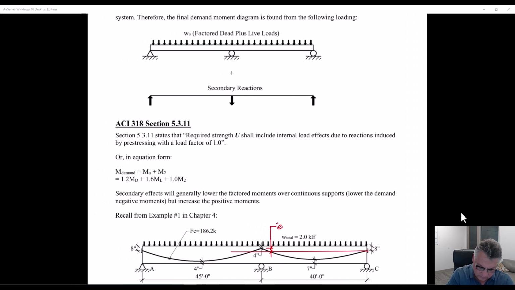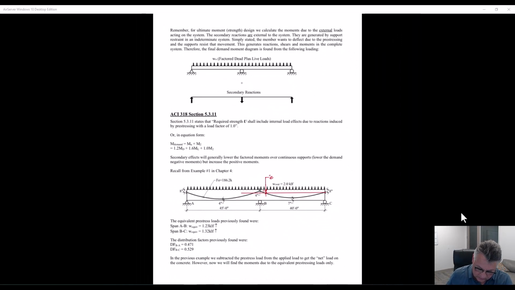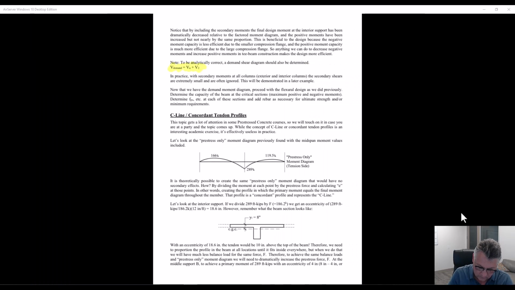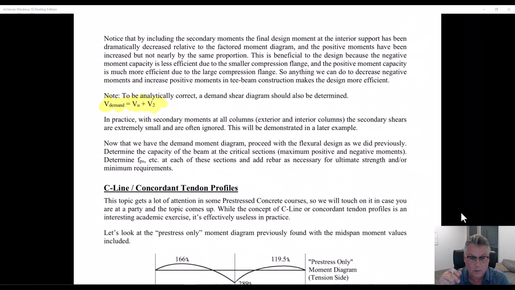This section is with respect to flexure. So what they're saying is that in the flexural design of these beams, you must include the secondary effects. There is no such statement about the shear design.